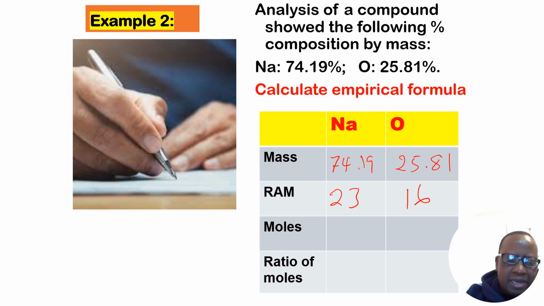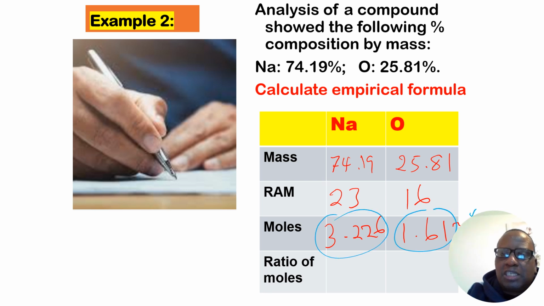74.19 divided by 23. What do we get? We get 3.226, and 25.81 divided by 16. What do we get? We get 1.613. Now, of these two numbers, we divide by the smallest.